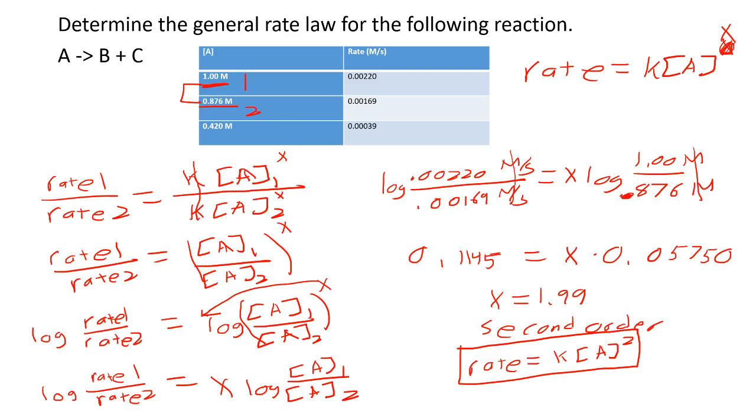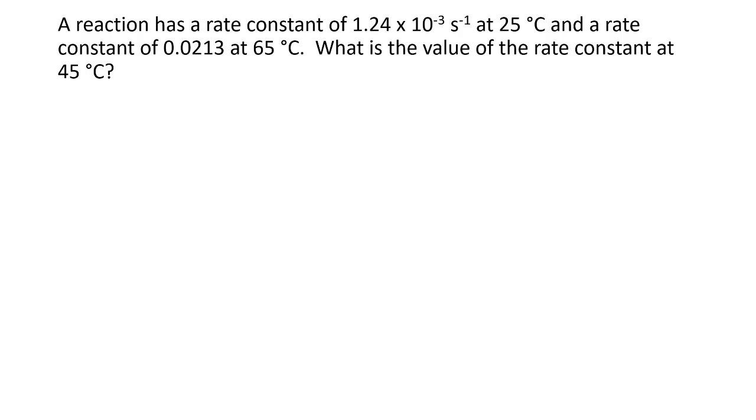So now let's look at an Arrhenius-related question. We have a reaction with a rate constant of 1.24 times 10 to the minus 3 inverse seconds at 25 degrees Celsius. We know it also has a rate constant of 0.0213 at 65 degrees Celsius. So this reaction, we're told 2 rate constants, 2 temperatures. We're then asked for what is the value of this rate constant at 45 degrees Celsius.